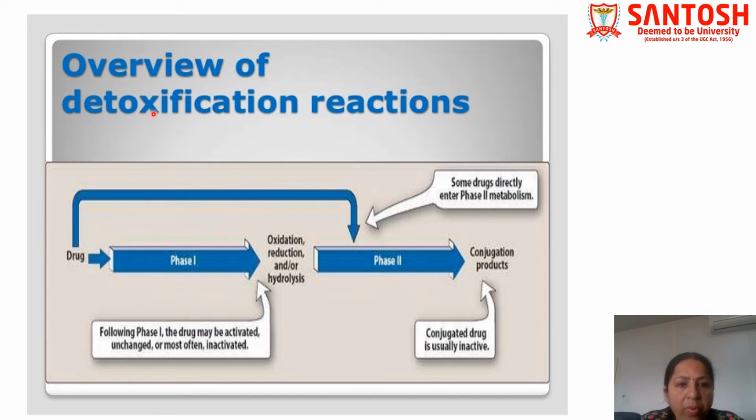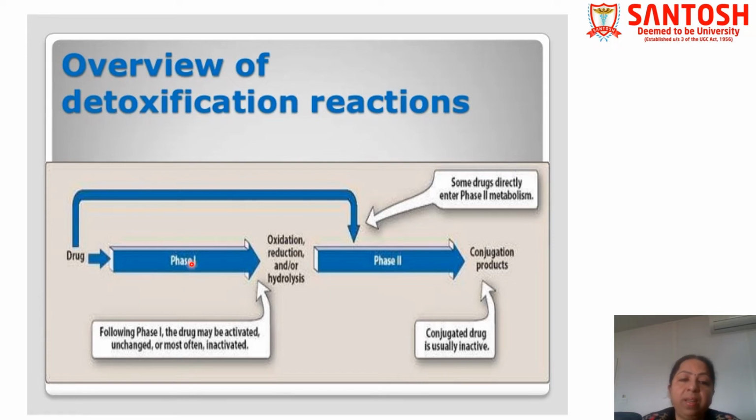This is the overview of detoxification reaction. Suppose a drug, as a xenobiotic, enters into the body and meets the phase 1 enzymes. It may have many fates depending upon the type of entity present in the chemical. It may undergo oxidation, reduction, or hydrolysis, but in more than 90% of cases, a hydroxylation kind of reaction generally happens.